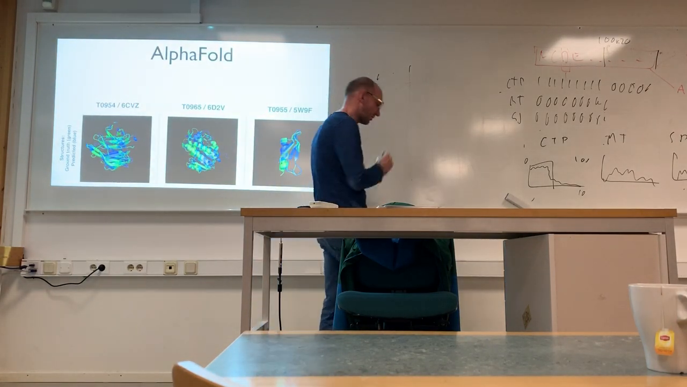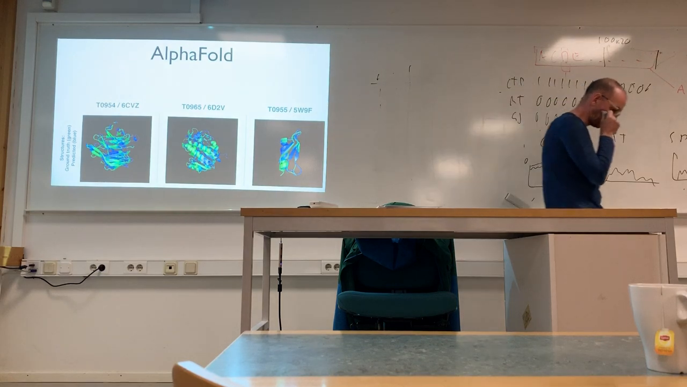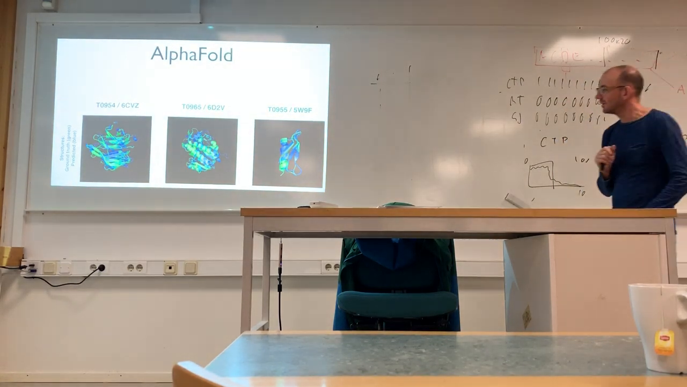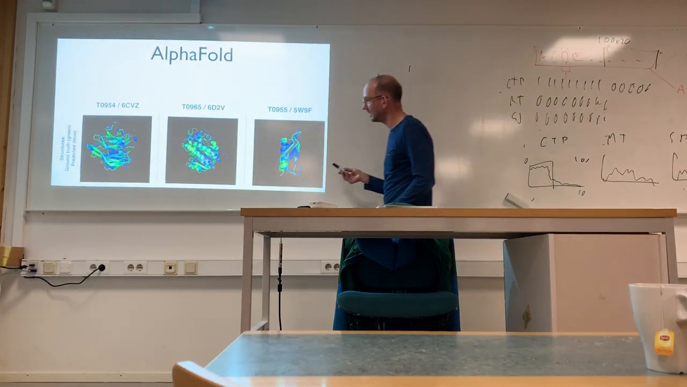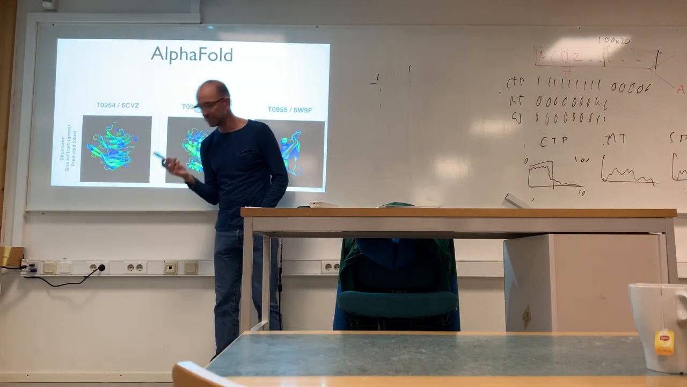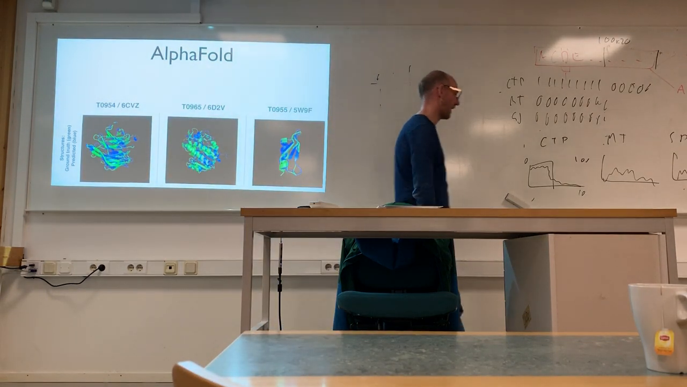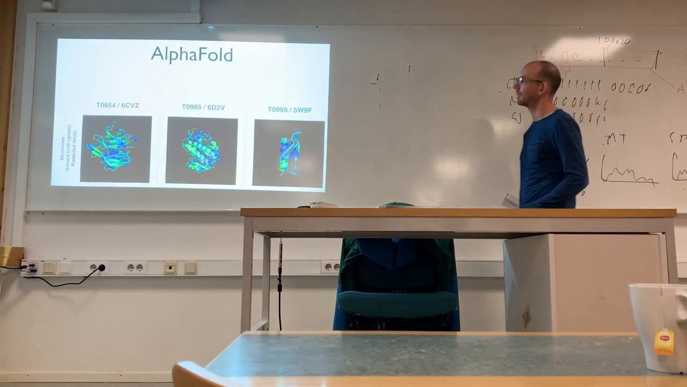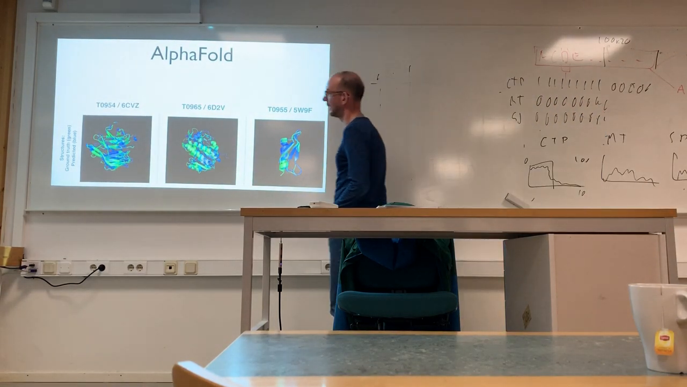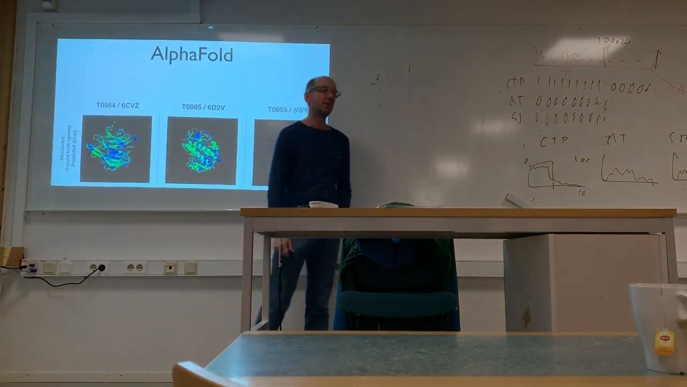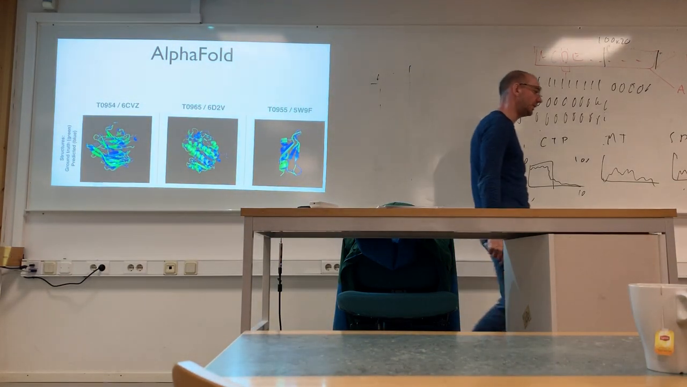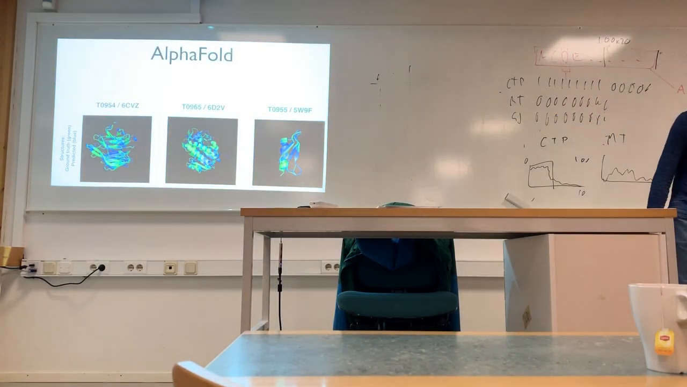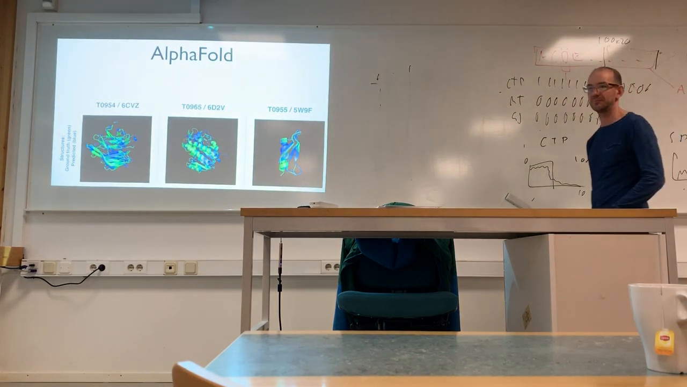This is something I will talk about next week, or maybe one more week. It's basically structure prediction. Unfortunately, in our field, we get competition from Google. This is Google's system, which they call AlphaFold. You might have heard that Google bought a company in London called DeepMind that has been winning in chess and in Go against the best humans in the world.